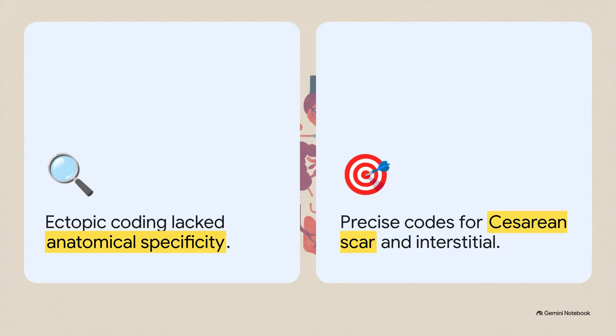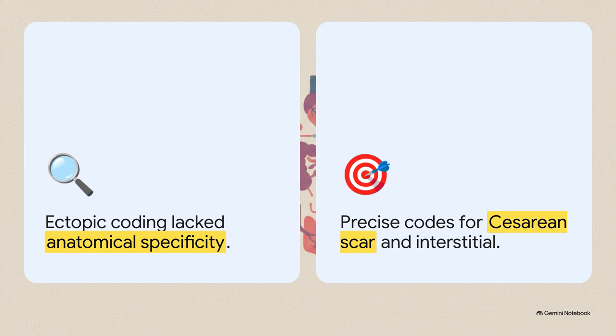It adds precise pathways for an ectopic pregnancy located in a previous cesarean scar, which maps to 00.31, as well as interstitial pregnancies, which map to 00.12. We're also seeing similar expansions for cervical and corneal pregnancies. The huge takeaway here? OB/GYN coders finally have the exact codes they need to perfectly match the specific anatomical sites documented by the surgeon.